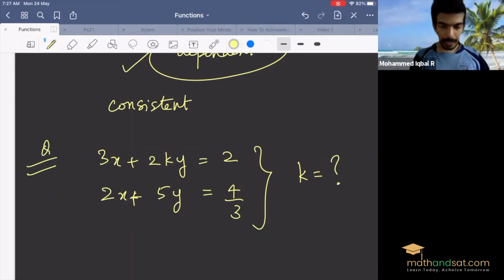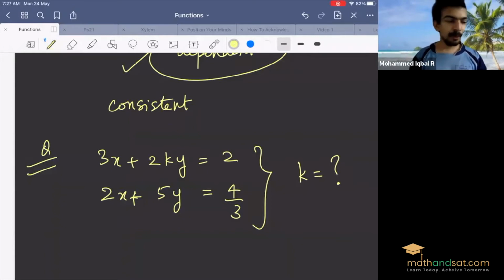What should be the condition? The coefficients should be proportional. Remember, we have to write both equations in a similar form. If the constant is on the RHS, it has to be on the RHS for both equations. If the constant is on the LHS, it has to be on the LHS for both equations so that you don't get confused. Afterwards, take the coefficients and write the proportionality.